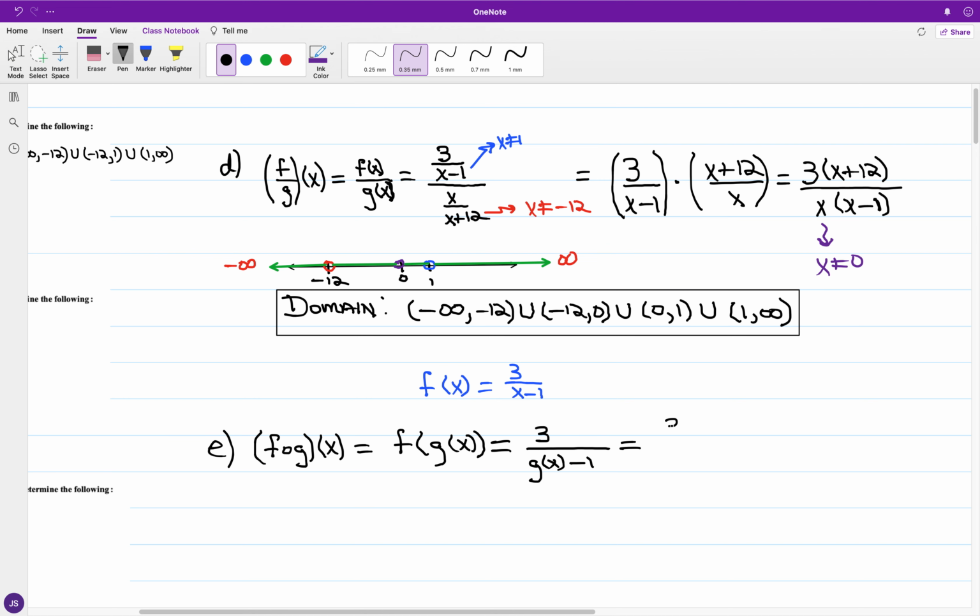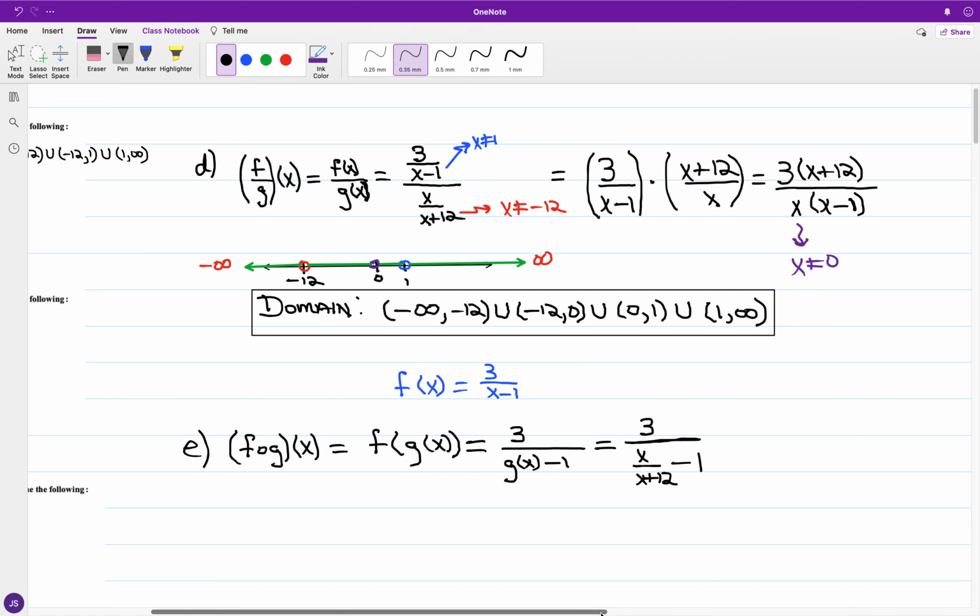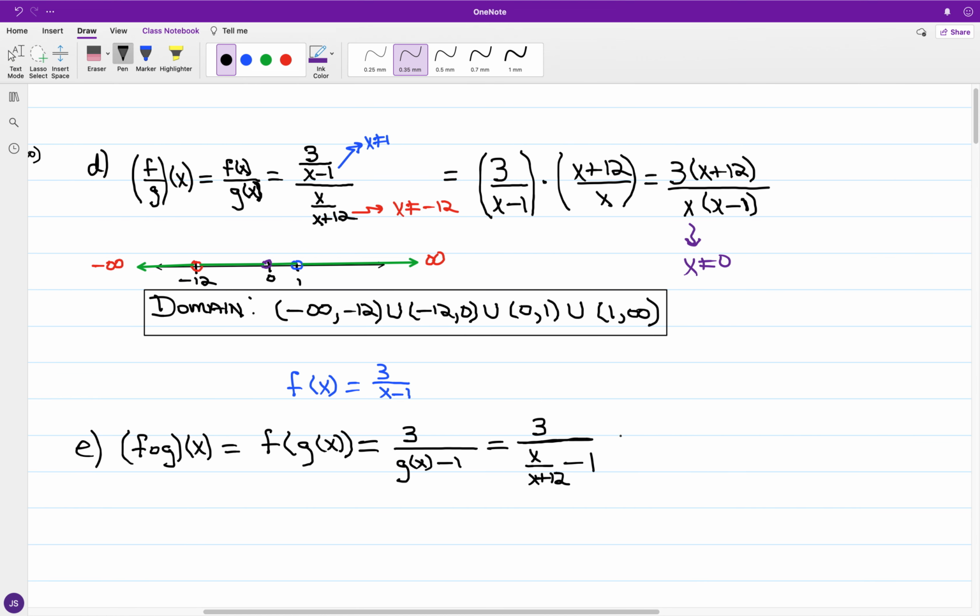And so just filling in the variable expression that defines g of x. So again, g of x, we have x over x plus 12 minus 1. Okay, so I have a bit of a complex fraction, where I have a ratio with fractions in the numerator and or denominator. So just to clean this up, I'm going to multiply this ratio by 1 in the form of the denominator that's creating this complex situation all over itself.